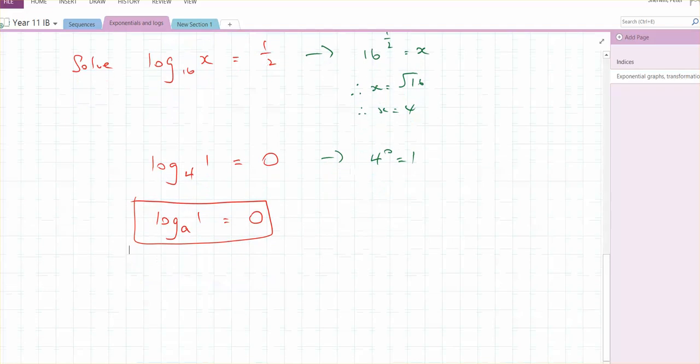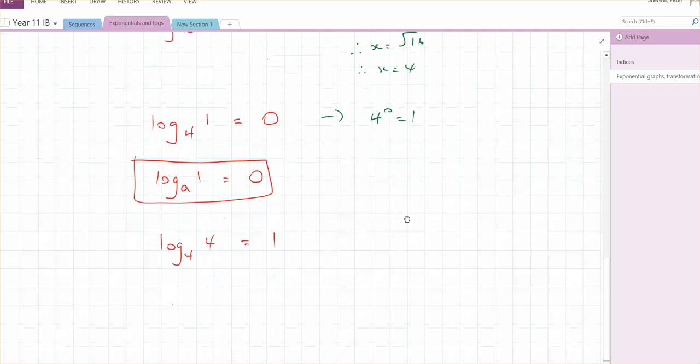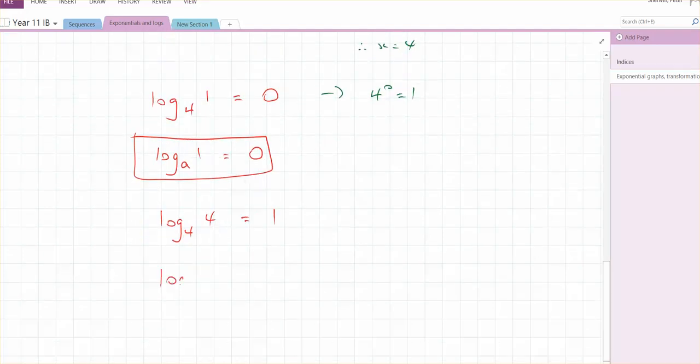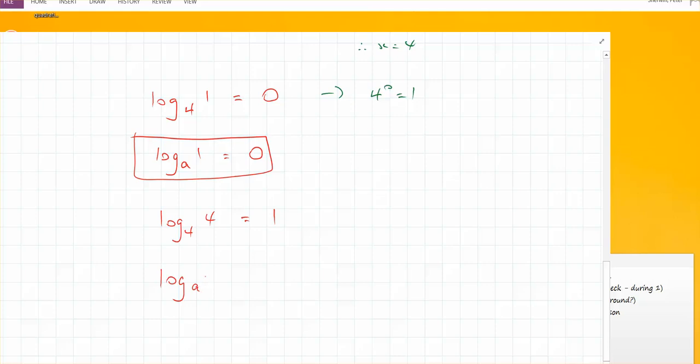What else can we say? Well, let's use 4 as our base again. What's log of 4 to base 4? Well, that's 1, isn't it? Hopefully you're getting the answers before I'm writing them down. 4 to the power of 1 equals 4. Could we therefore get ahead of the game here and generalise that log of a to base a is going to be equal to 1? There's a nice little result there.